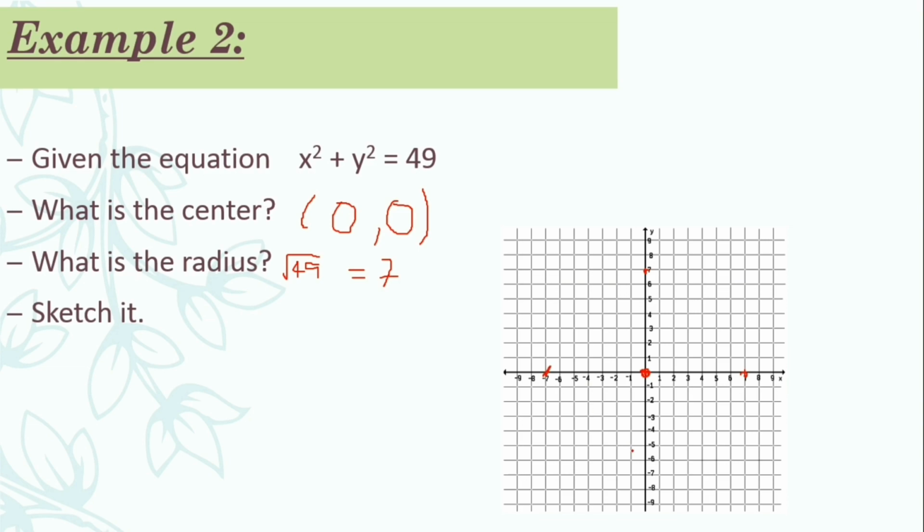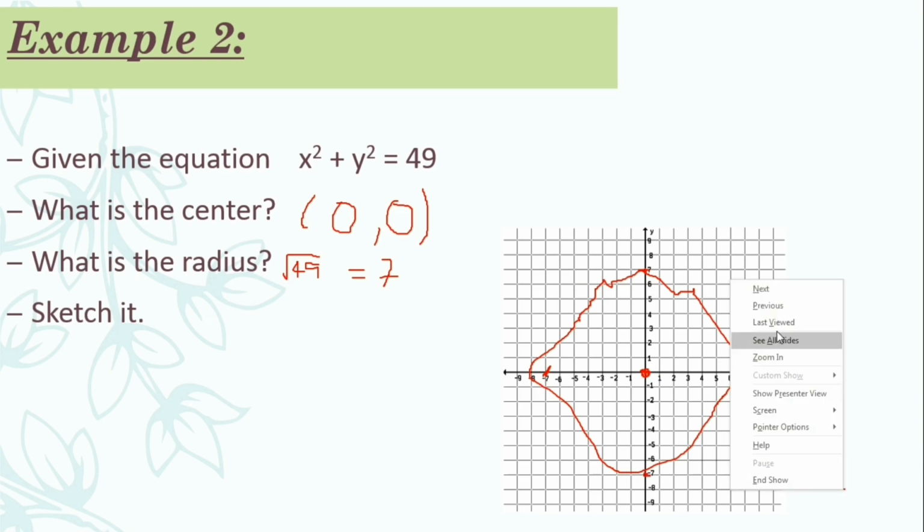Actually, if you have a protractor, if you have a compass, you can just get the radius and then circle it. Okay, I'm so sorry with my illustration. You can make a more perfect circle than my illustration. My mouse is not cooperating with me. Okay, let's proceed to the next example.